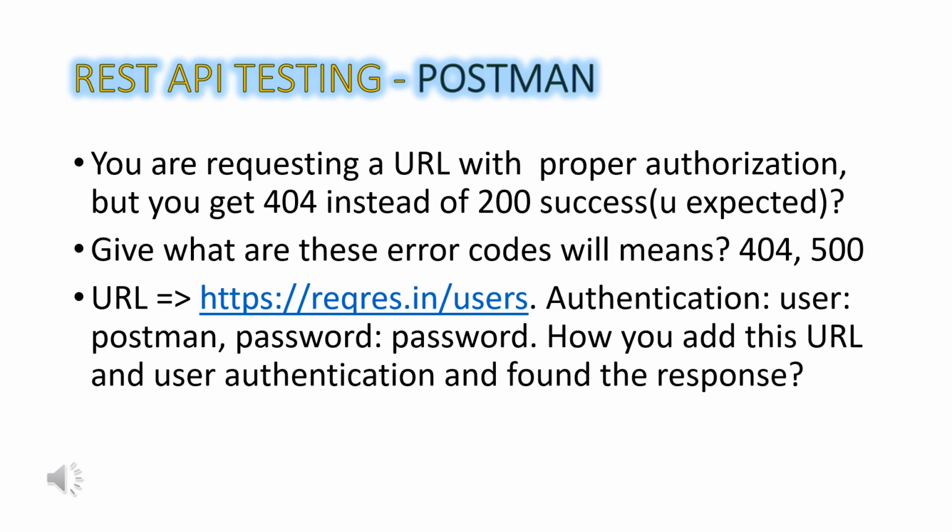The third question is about a URL. The URL is given as https:// request dot in slash users. The authentication username is Postman and the password is password. How do you add this URL and user authentication and find the response? You need to make a basic call. The operation is not mentioned here, whether it is GET or POST, but based on the URL we can tell that it is a GET call. So we need to add basic authentication with the username and password, add the URL in the GET method, and execute the call. Then we will get the response of this particular URL.